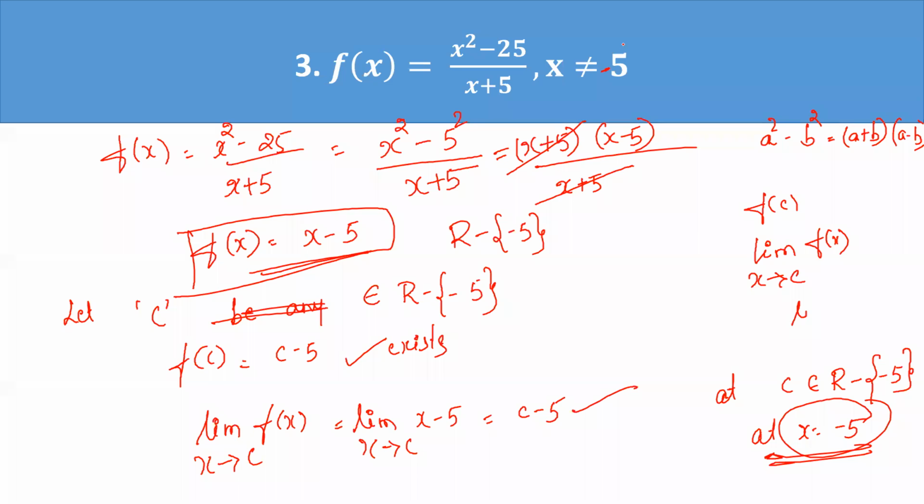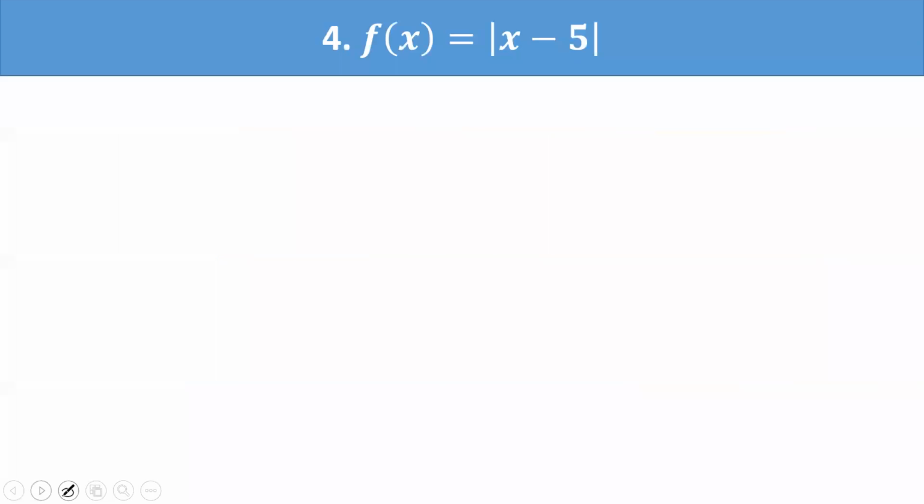Okay, so we'll continue. Next question. Who will give me the definition for this function? f of x is equal to mod x minus 5. There is something called mod. You know the definition of mod. So how can we define the function? Can anyone tell me the answer? It is simple, but you should just split it out. So how to do this?